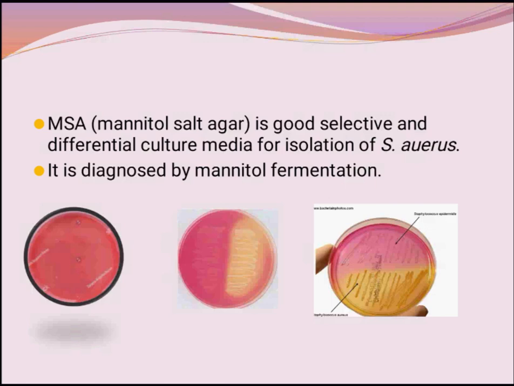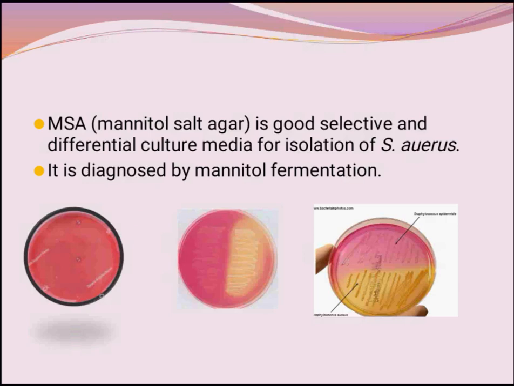The other culture medium used for the identification of the types of Staphylococci is mannitol salt agar. From the name, the culture medium contains mannitol sugar or carbohydrate, and a high salt concentration, about 7.5% NaCl. Also, it contains a pH indicator. This pH indicator becomes red at alkaline pH, while at acidic pH, it becomes yellow in color.